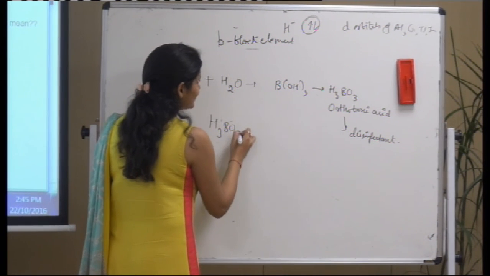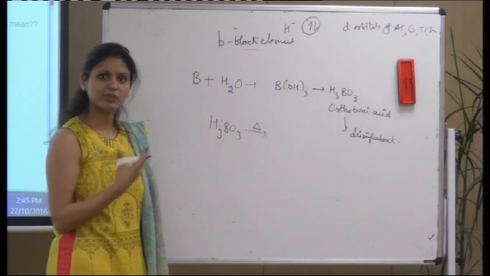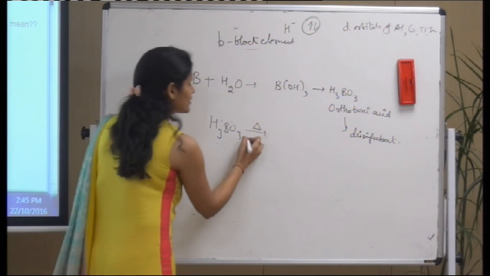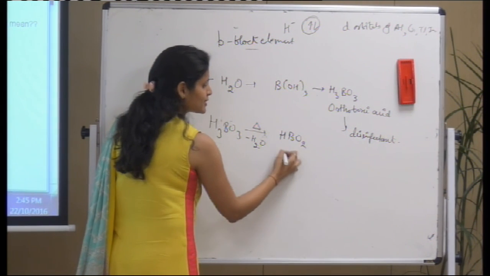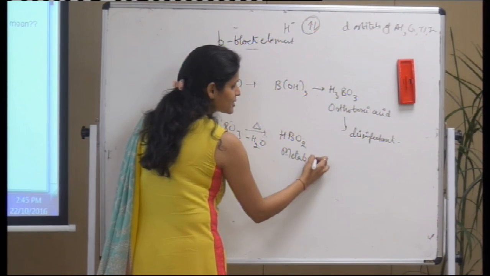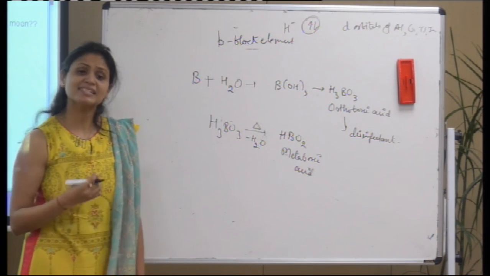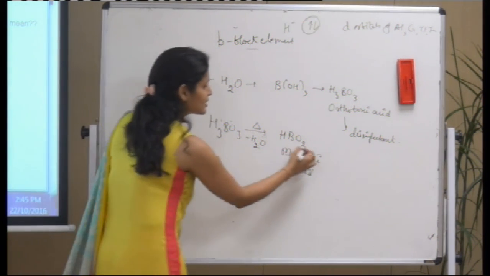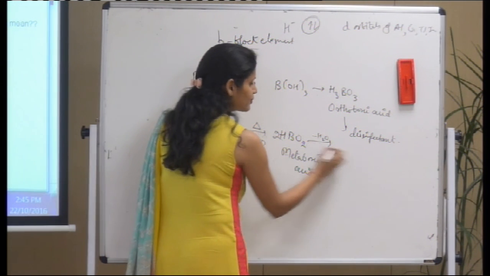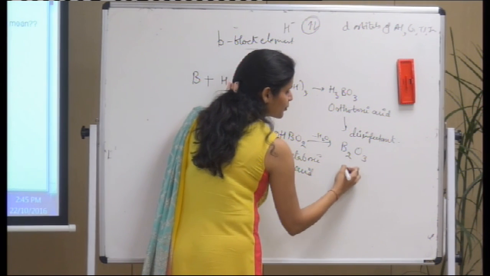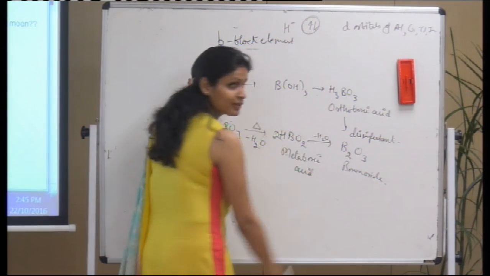What if I heat this acid? It will release some water molecule. So if I write minus H2O, I will be left with HBO2. This is called metaboric acid. Anything which is called meta, that means unstable. Okay, this is unstable, and hence again it will lose one water molecule to form boron oxide, B2O3.